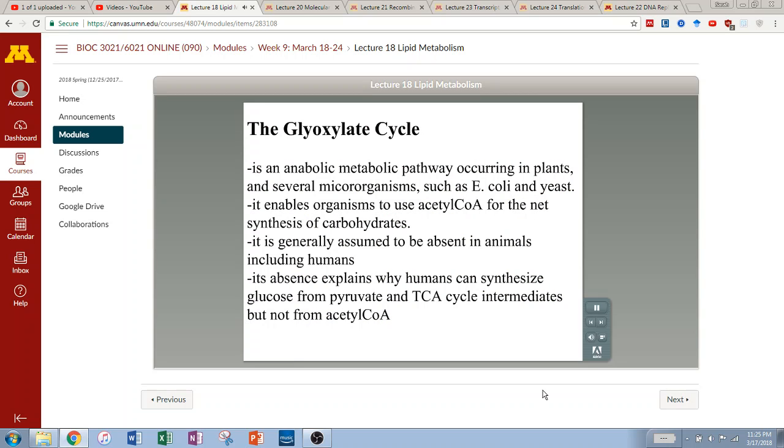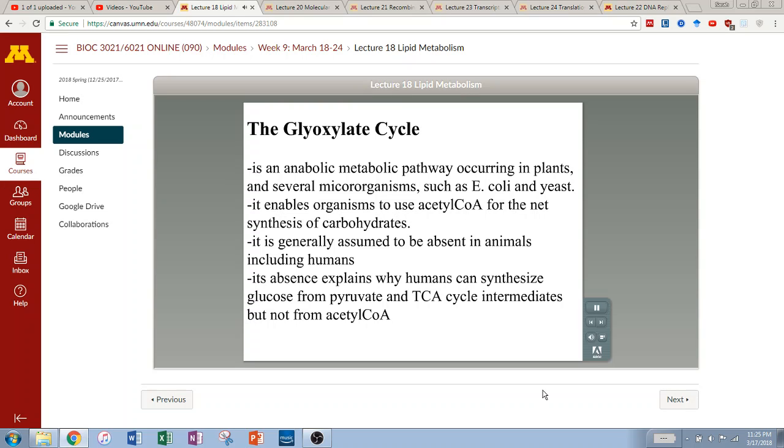For the most part, we're focusing on mammalian biochemistry in this course, but we'll now consider a process that does not take place in mammals. It's called the glyoxylate cycle. The glyoxylate cycle is an anabolic metabolic pathway occurring in plants and several microorganisms such as E. coli and yeast. This cycle enables organisms to use acetyl-CoA for the net synthesis of carbohydrates. It is absent in animals, including humans.